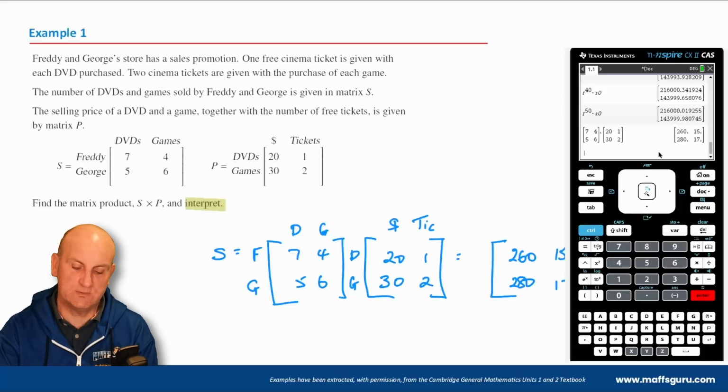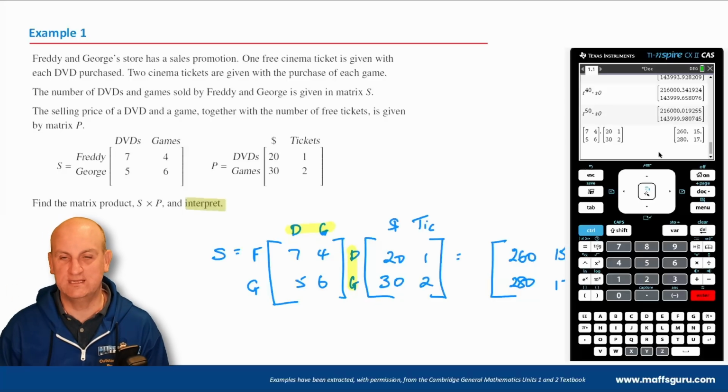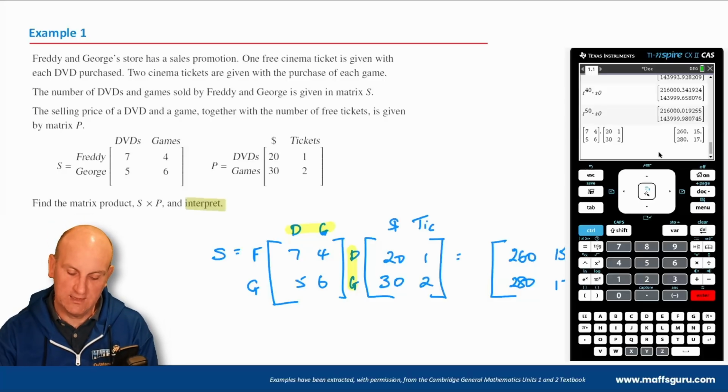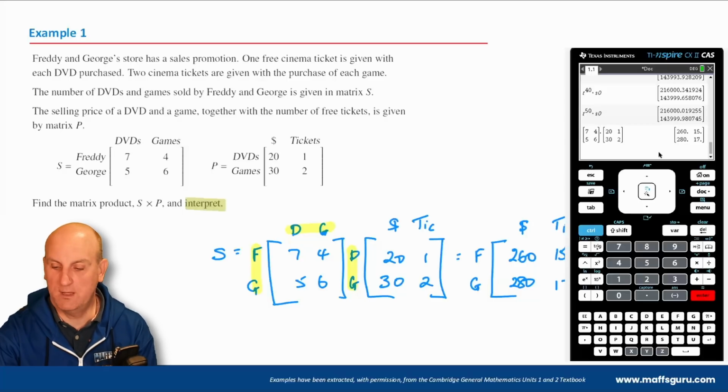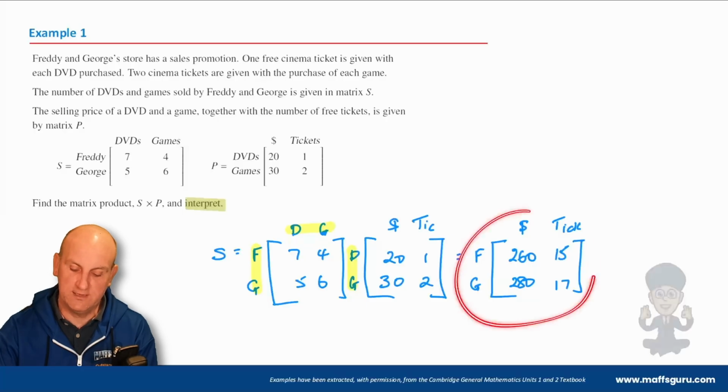Now, basically, the way to work this out is to use a little bit of deduction. Because I put those two together, they effectively get lost in translation. We've now got F and G, so we've got F here and G here, and we've got dollars here, and tickets there. So basically, there is my matrix product. It says find the matrix product. I have found my matrix product.